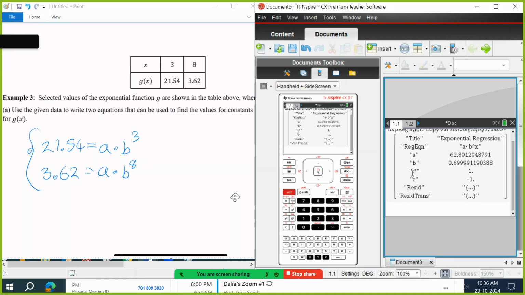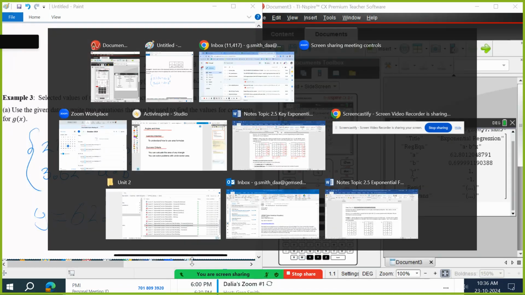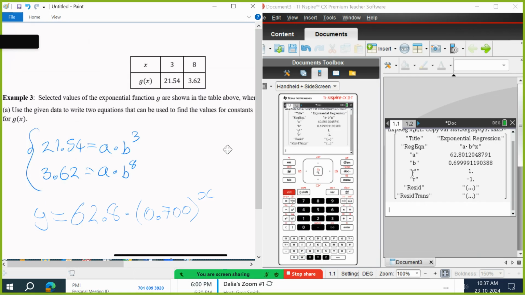So we can see that it is going to be y equals 62.8 times, I'll put that in a little bracket, 0.69999, so 0.700 to the power of x. That's our value. Okay. The first one also counts as an equation. It says write two equations. The first one. Yeah, there's two equations.